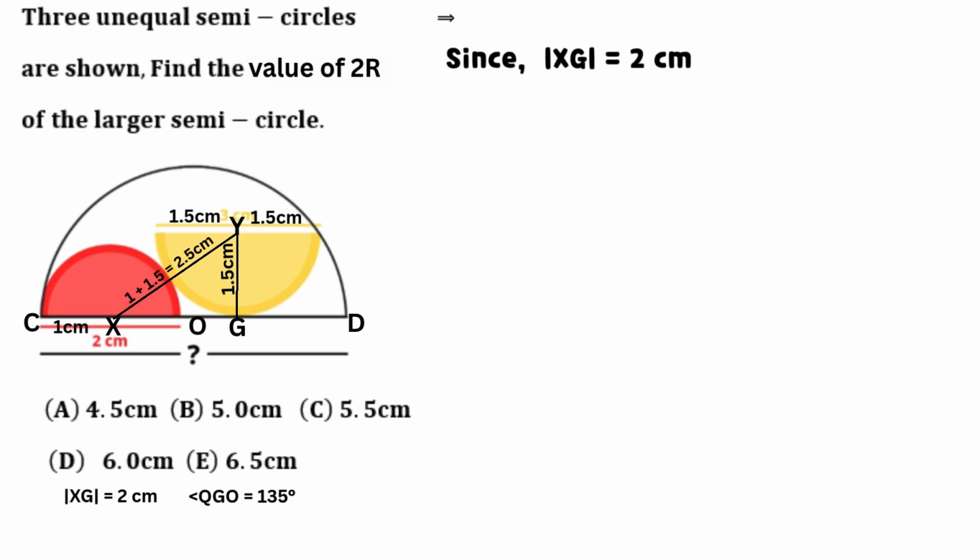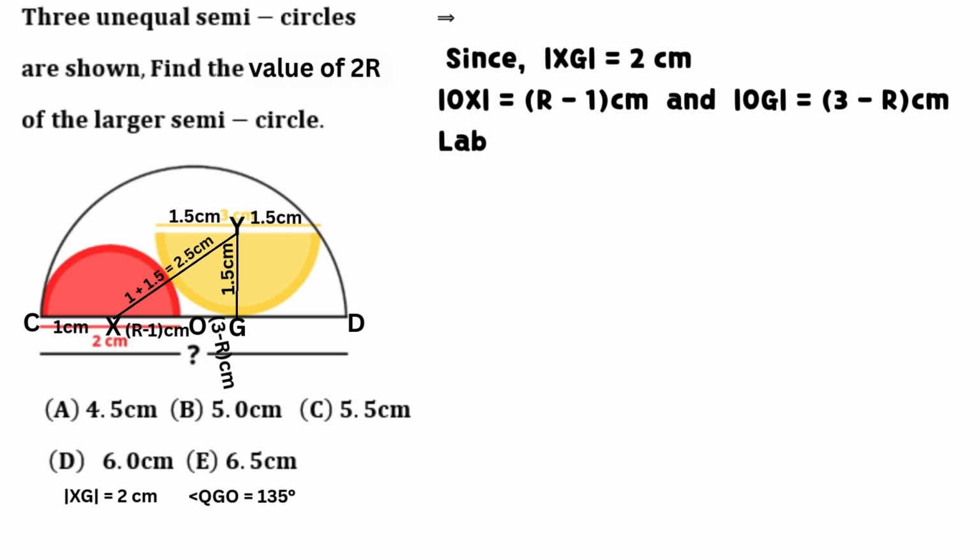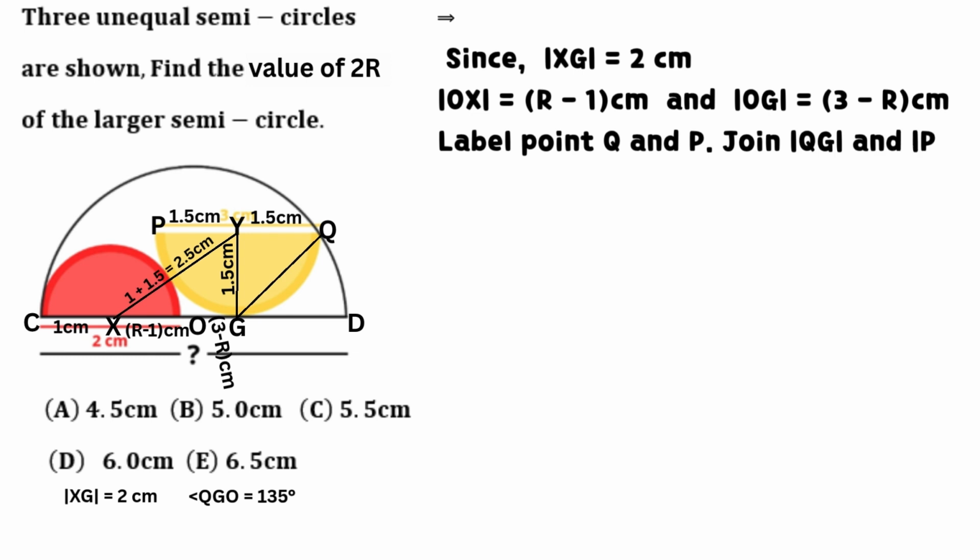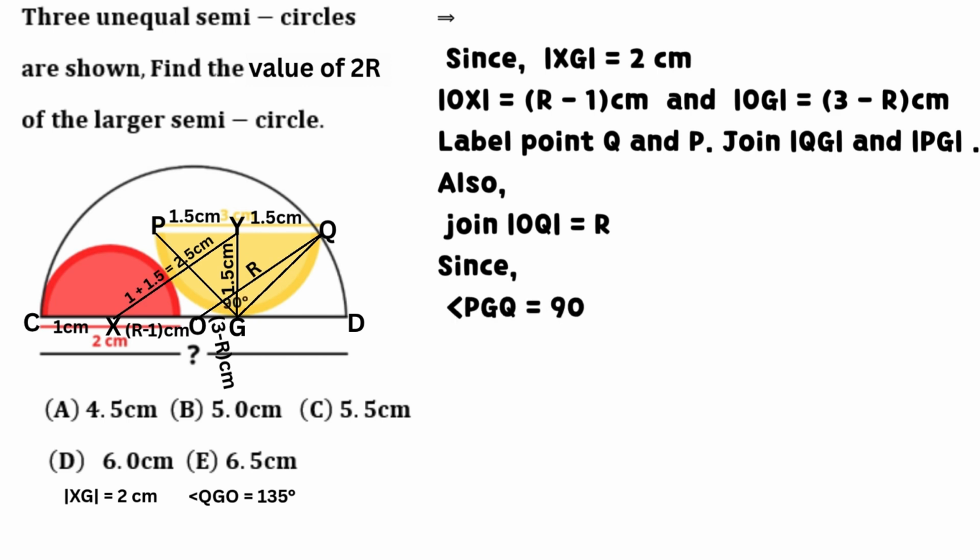Since XG equals 2 cm, it implies that OX equals r minus 1 and OG equals 3 minus r. Label points Q and P, join QG and PG. Also, join OQ equals r. Since angle PGQ equals 90 degrees. This is because the angle in a semicircle equals 90 degrees.